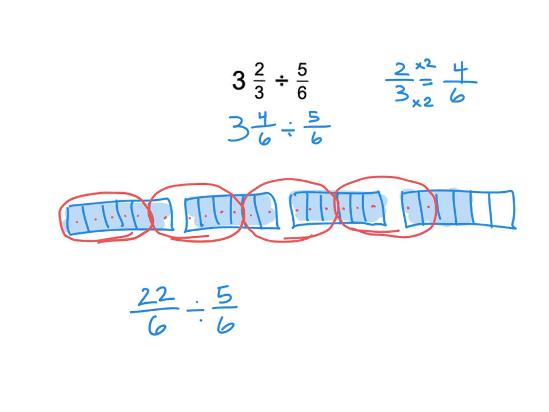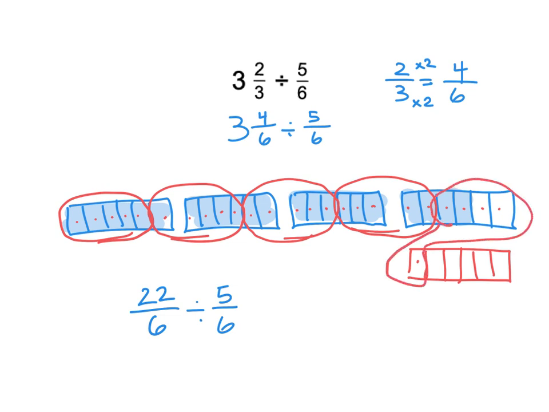And it's going to get a little tricky over here at the end because I'm counting 1, 2, 3, 4, and I don't have enough picture drawn. So I'm actually going to draw in another rectangle and break it into sixths so that I can count one more piece, because it takes 5 sixths to be in a group. So 1, 2, 3, 4, and this last one there is 5.